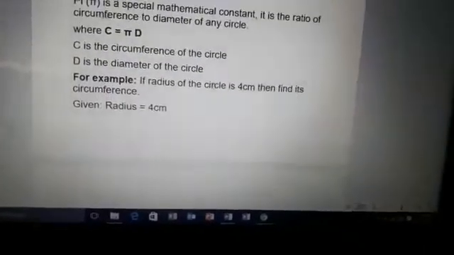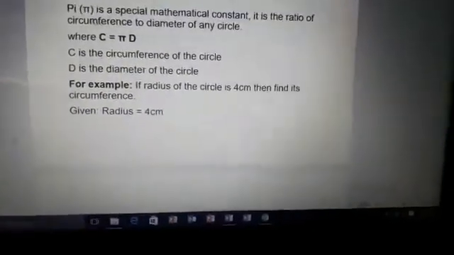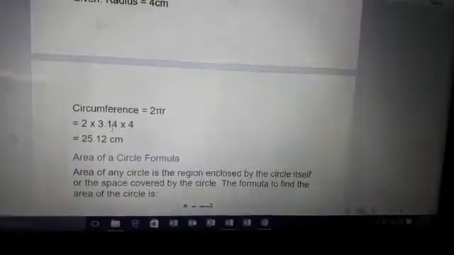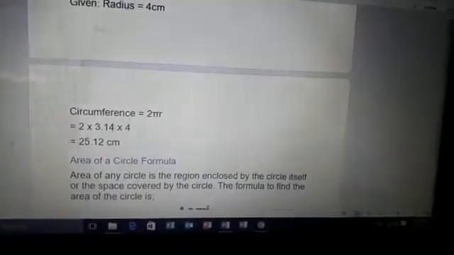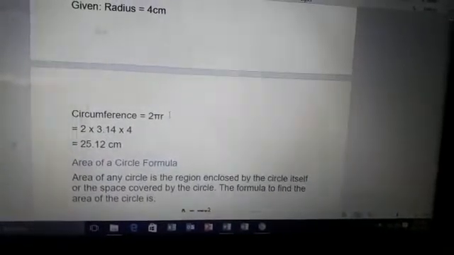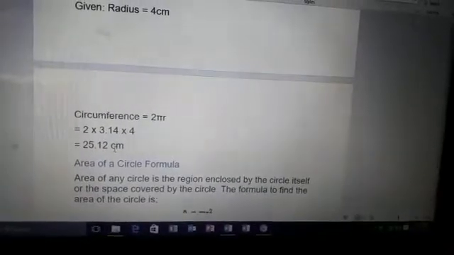One example here I have given. If the radius of a circle is 4 centimeter, then find its circumference. In the formula you can put pi, the value of pi is 3.14. 2 into 3.14 multiplied by radius r, that is equal to 4 cm. 25.12 cm will be the circumference of the circle. You have to use this formula.